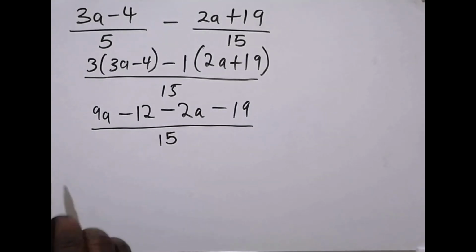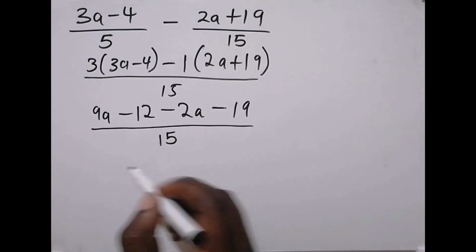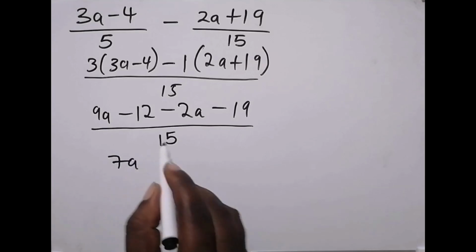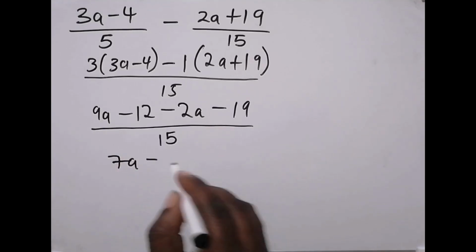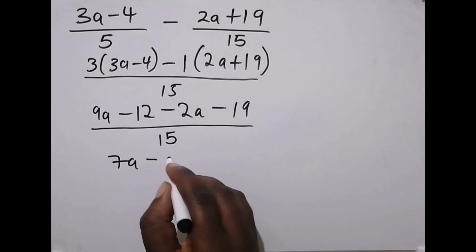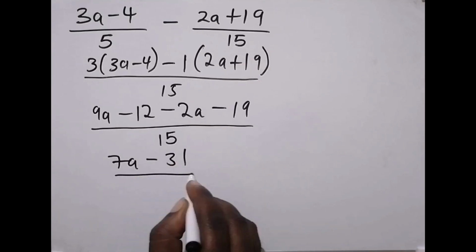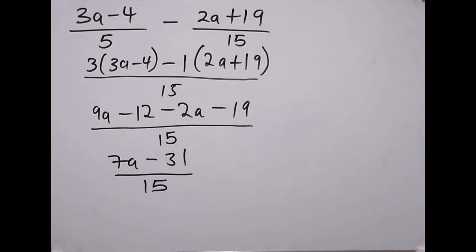Now combine like terms. 9a minus 2a we get 7a. Minus 12 minus 19 we get negative 31, all over 15. Now these are no longer like terms, so we are done here.